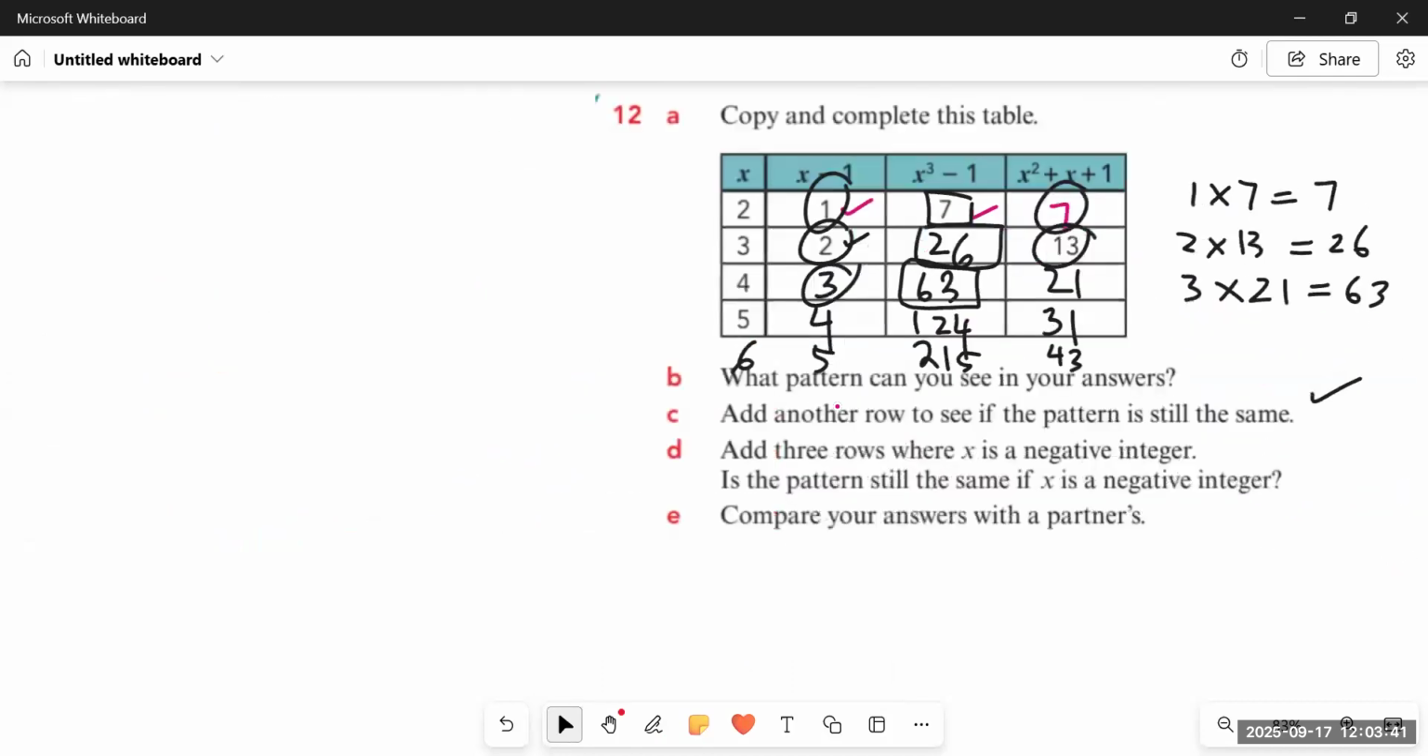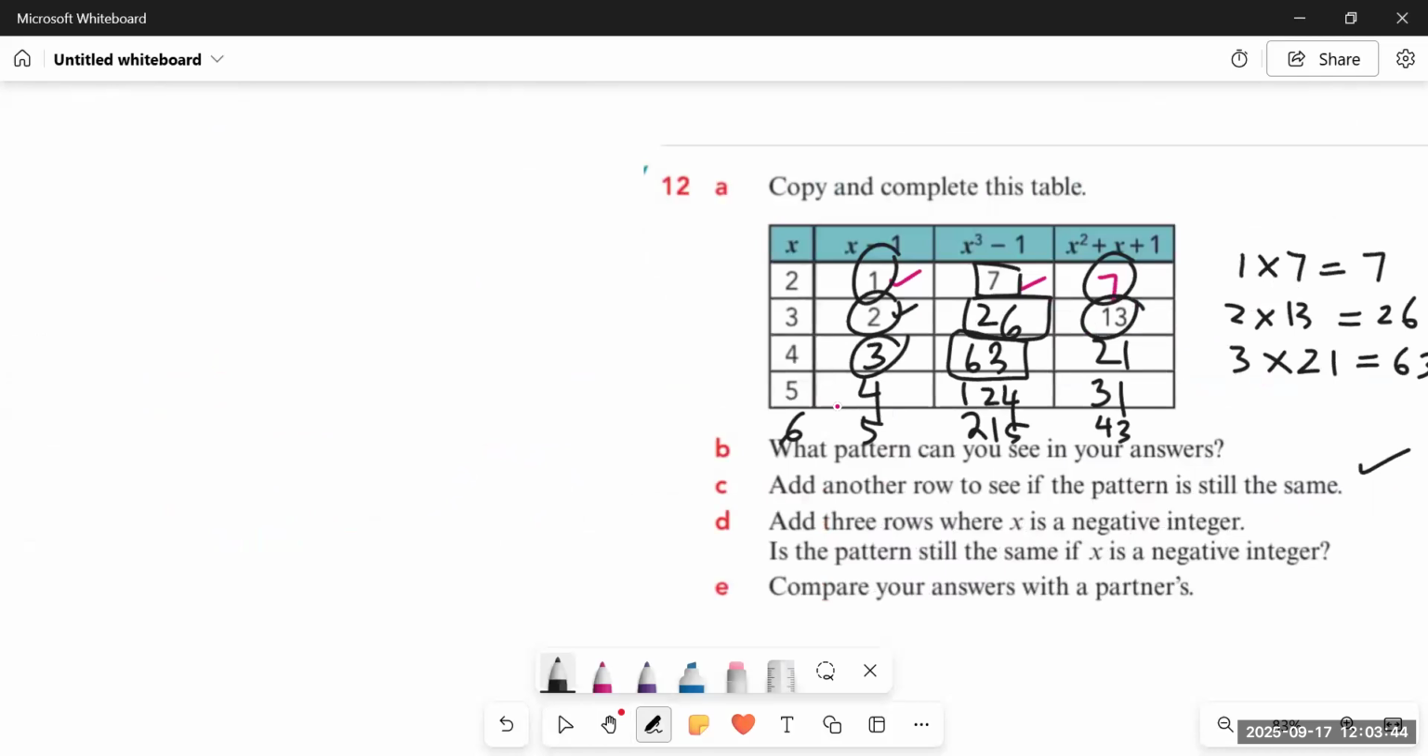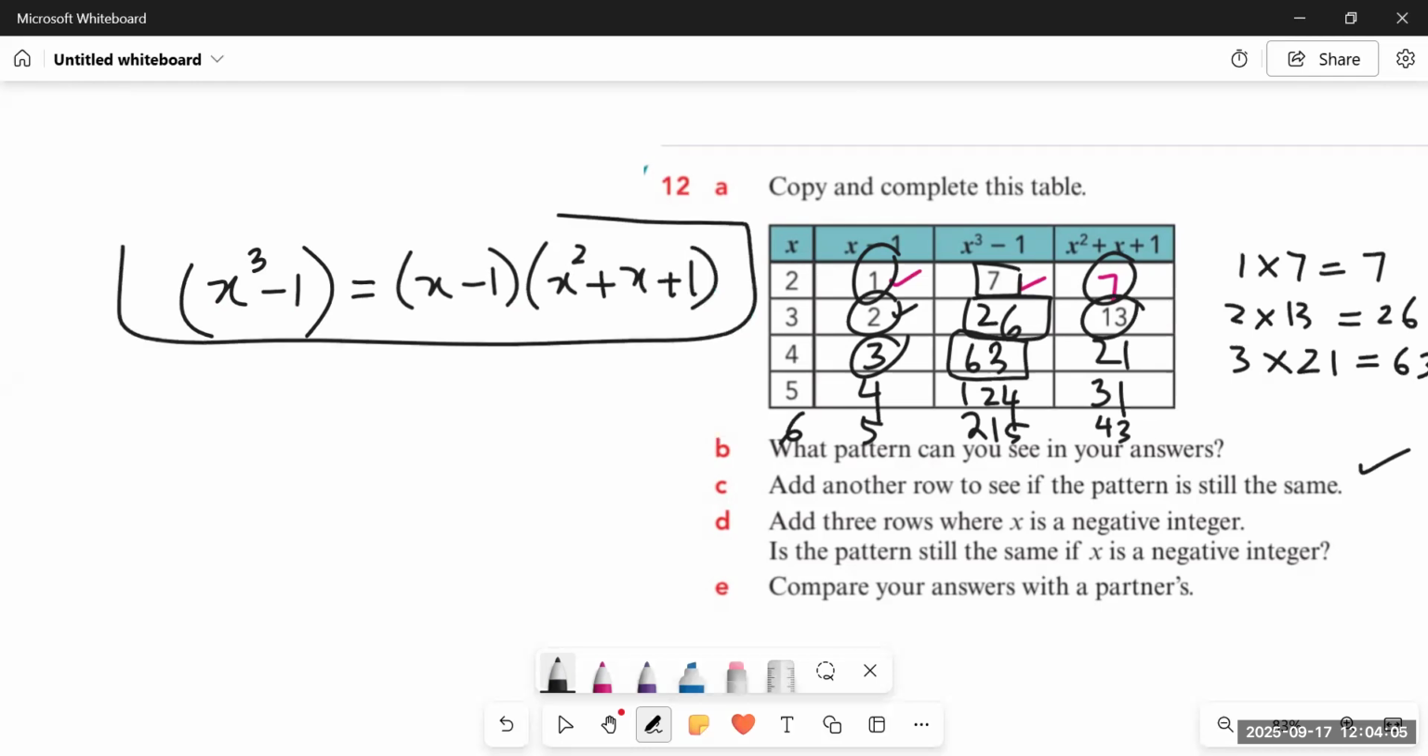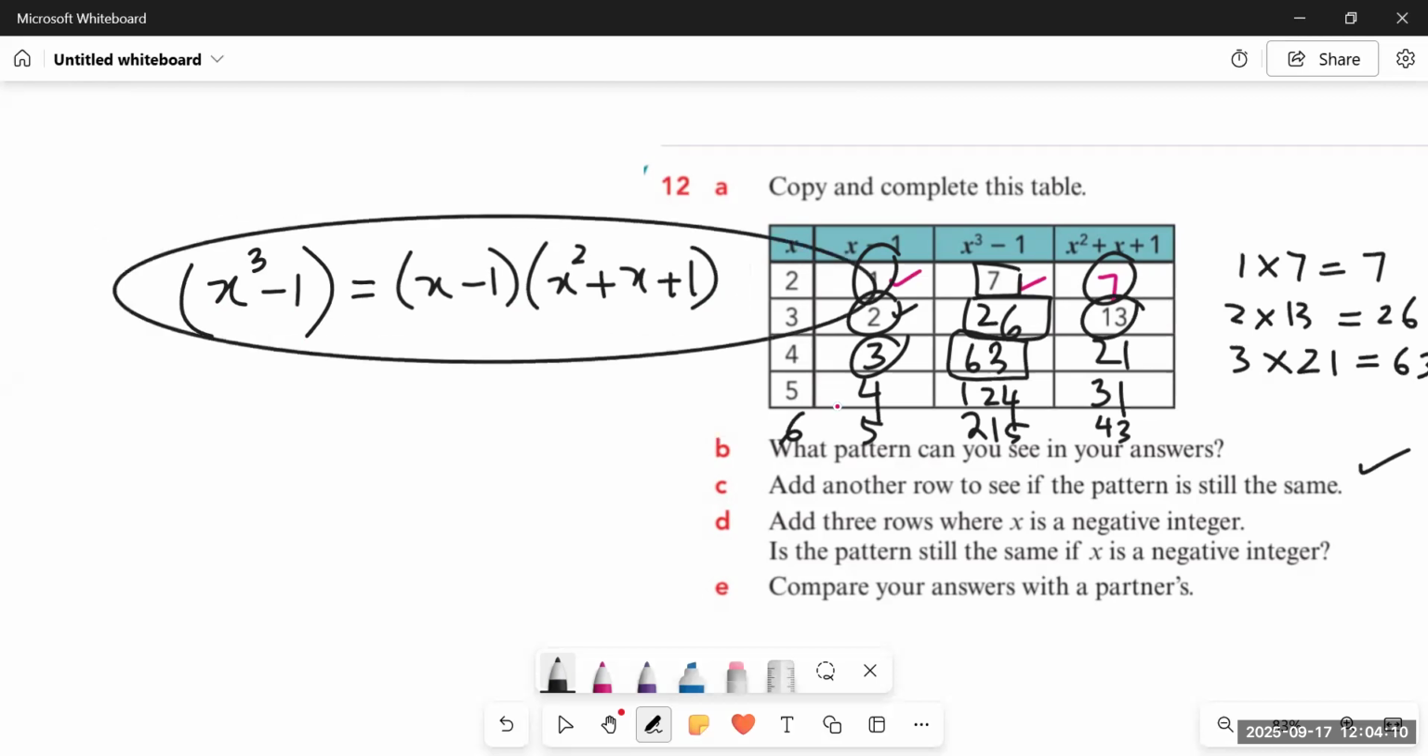Basically, students, let me tell you the secret behind that. It's an identity, and the identity you are going to learn in grade 9 or onwards: x cube minus 1 is equal to the product of x minus 1 and x square plus x plus 1. This is an identity we use in algebra. You're going to learn it in grade 9 or so. Therefore, 1 multiplied by 7 was 7. Therefore, 2 multiplied by 13 was 26 and so on. You see?